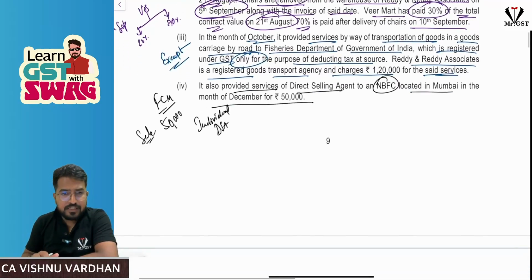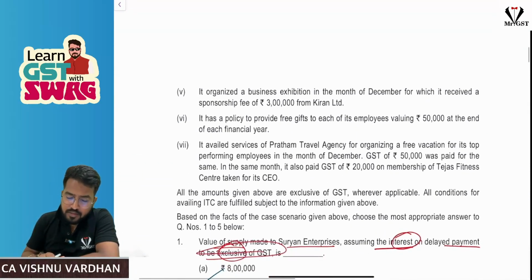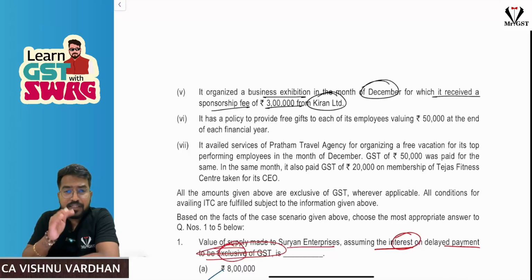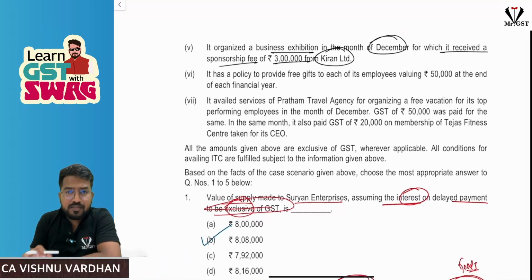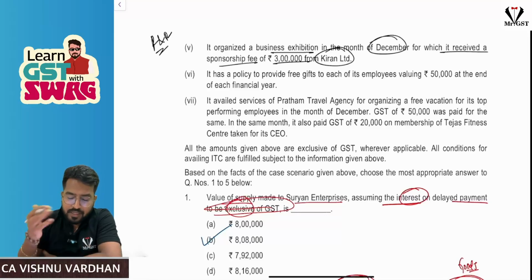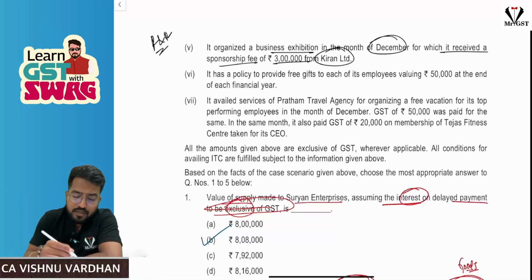Fine. Next, organized a business exhibition in the month of December for which it received a sponsorship fee of 3 lakh from Kiran Limited. And if you see, sir, now sponsorship services, we know this RCM amendment is there where the supplier is any person other than a body corporate. So here Reddy and Reddy is the supplier, taking the money and organizing the business exhibition, for which it received a sponsorship fee. Okay, so recipient is a body corporate, 3 lakh.